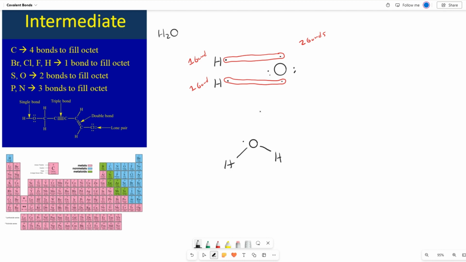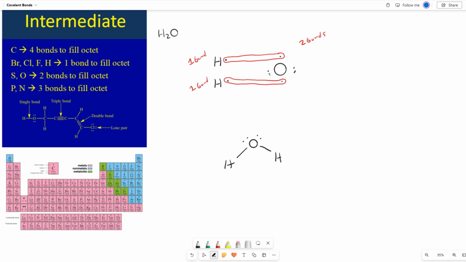And then you still draw in the non-bonding electrons for the oxygen. So this would be a Lewis structure for water. This line here represents 2 electrons being shared, a single covalent bond. And this line here represents 2 electrons being shared, a single covalent bond. And these are 4 non-bonding electrons that oxygen has on it.